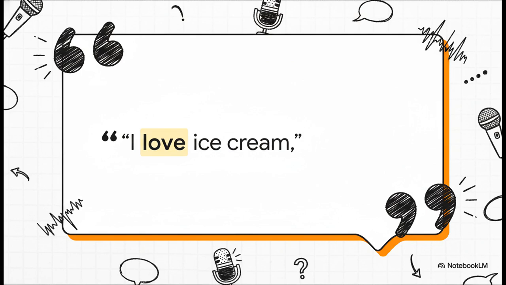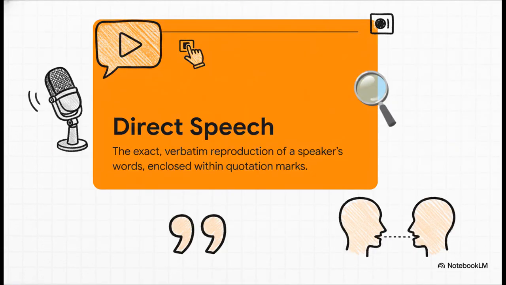Okay, take this sentence. "I love ice cream." Super simple, right? This is what we call direct speech. You can almost hear her saying it. The two dead giveaways are the quotation marks and the fact that we are getting her exact word-for-word statement. Think of direct speech like hitting the record button. You're just playing back exactly what you heard. It's all about keeping that authentic voice, their specific words, their original tense, the whole shebang.